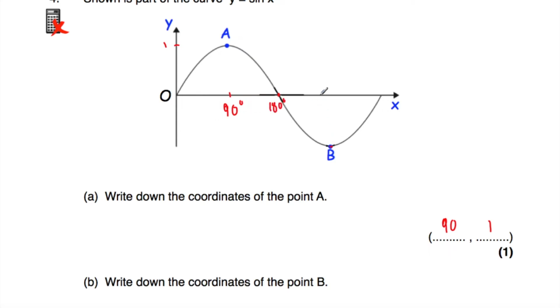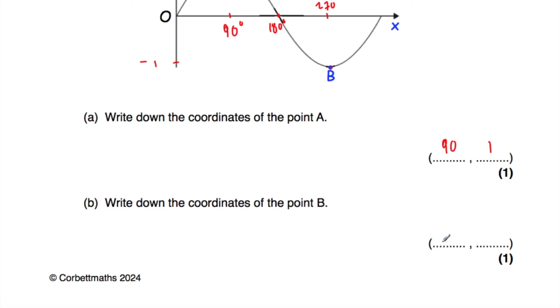The next point, B, is going to be 270 degrees, and the height is going to be -1, because the sine x graph goes between 1 and -1. It reaches that first height of 1 at 90 degrees, and it reaches that height of -1 at 270 degrees. So that's 270 degrees and -1. The coordinates of the point A are 90, 1, and the coordinates of the point B are 270 degrees, -1.